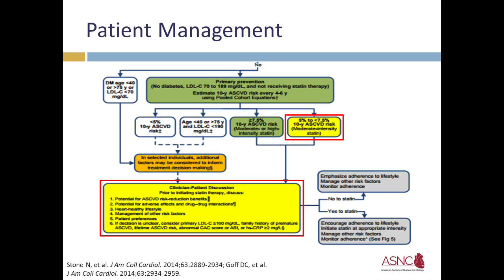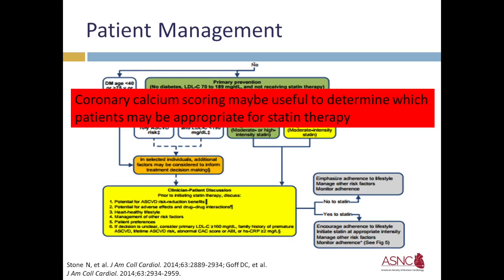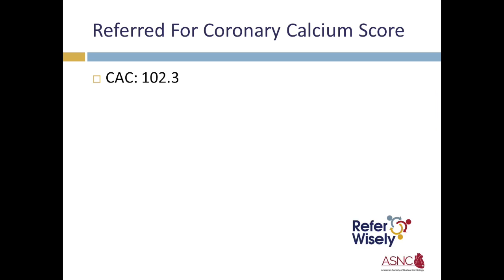Looking farther below in the yellow box, you can see that patient-clinician discussion is important and possibly further testing be carried out to further assess her. These options would include coronary calcium score, C-reactive protein, or ankle brachial index. In this particular case, it was decided to refer the patient for a coronary calcium score. Coronary calcium score is a measure of plaque within the coronary artery and looks at plaque burden. It is not a stress test and is not a reflection nor a measurement of severely obstructive coronary artery disease. Her coronary calcium score was 102.3.